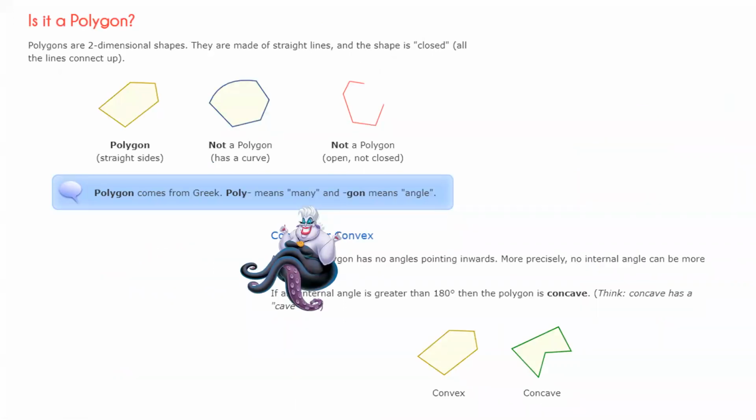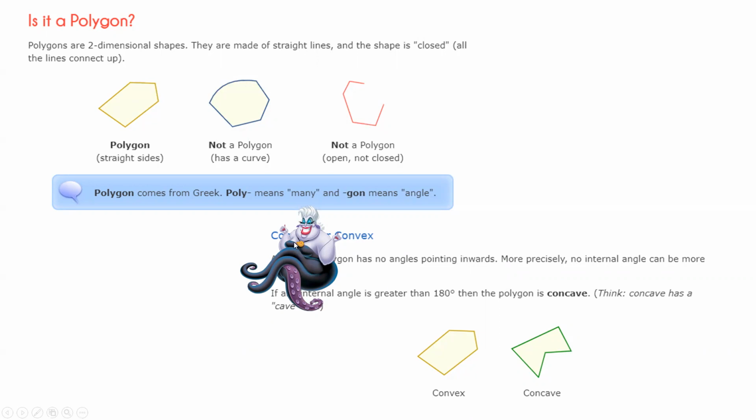Well, first, what is not a polygon? Well, all polygons have straight sides and they connect. This is not a polygon because it curves. And this is not a polygon because it is open. So polygons are shapes that have all straight sides and they connect. Let's go over here and look at convex versus concave.